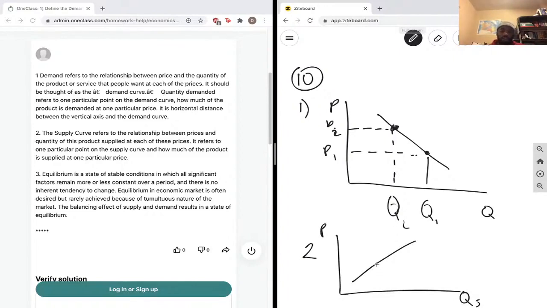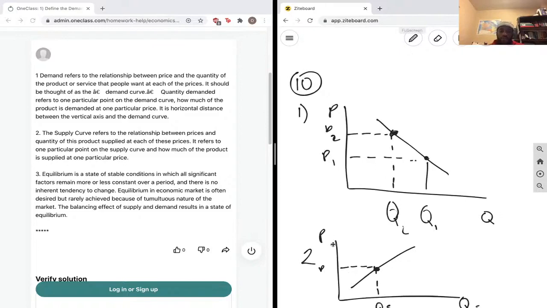And quantity supplied would be a specific point on the supply curve that a number of units are supplied at a specific price. And again, at that price, at another price over here.